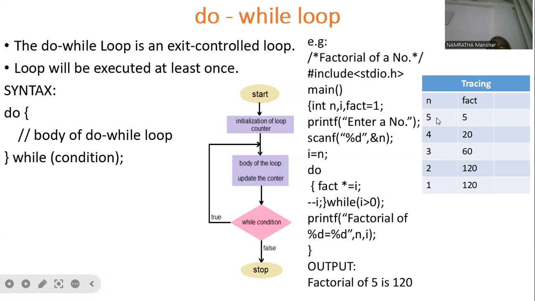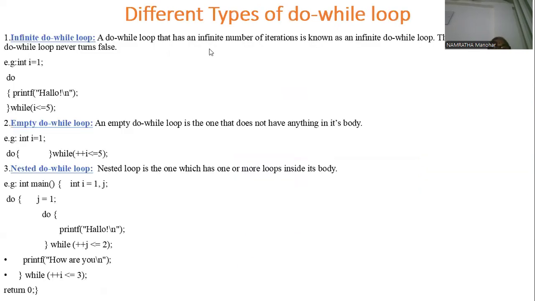So this is how you should be able to trace your program and see whether your logic is correct or not. You're getting the right output when you trace it. So in this way, when you're compiling, the number of errors will be less. Now, there are different types of do while loops: infinite do while loop, empty do while loop, and nested do while loop.